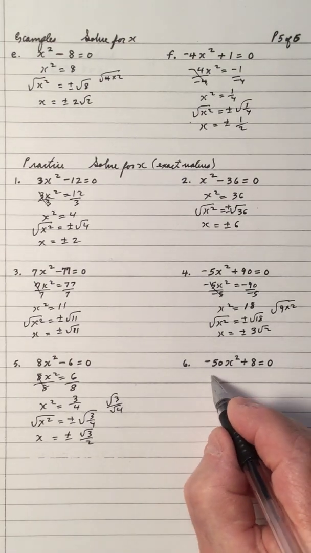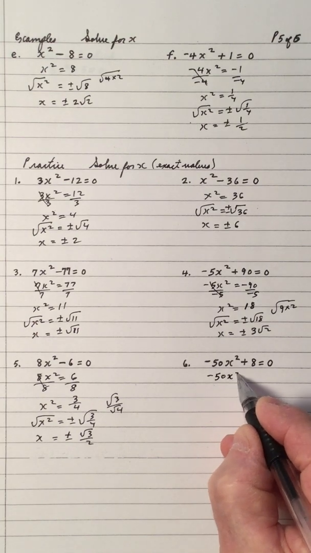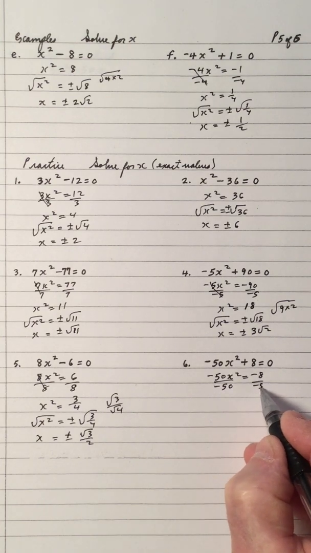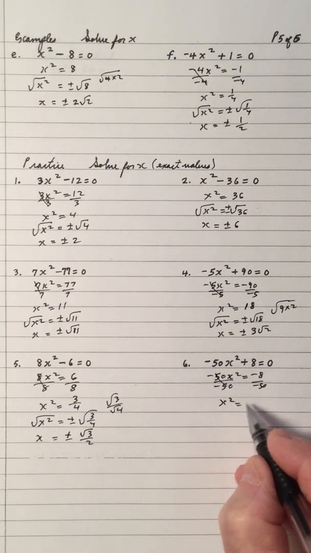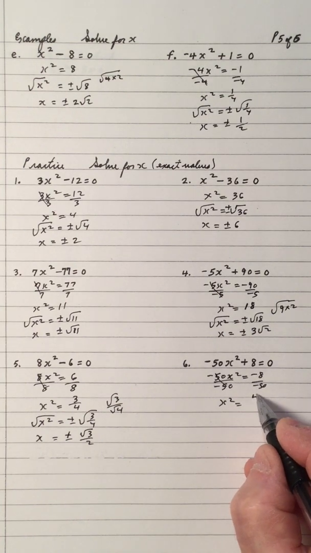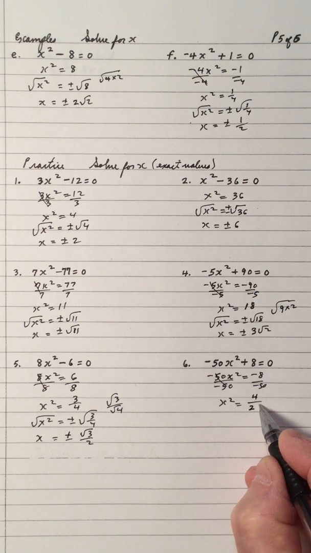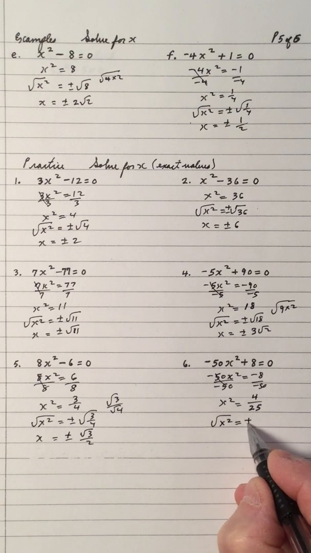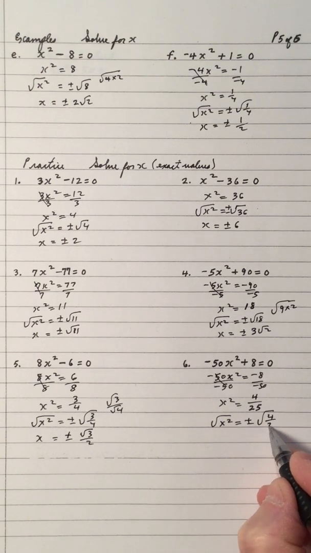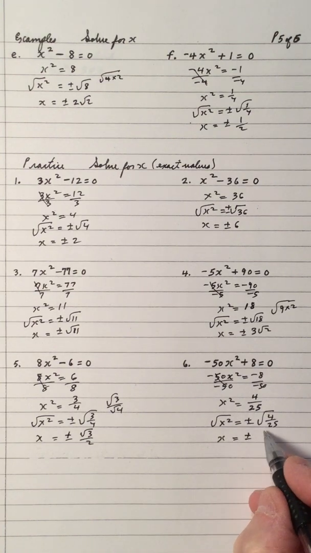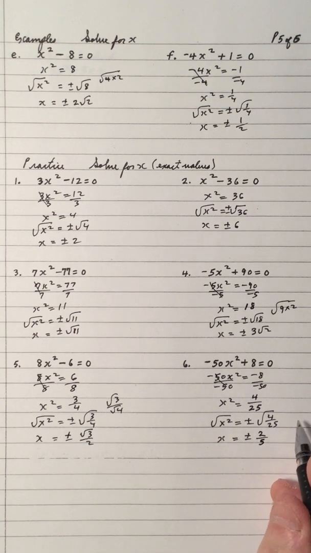And number 6, we've got negative 50x squared equals negative 8. Divide by negative 50, it cancels, I get x squared is equal to a positive. Notice 2 will go into 8 4 times, 2 will go into 50 25 times. And the square root of x squared equals plus or minus the square root of 4 over 25. So the square root of x squared is x, plus or minus, square root of 4 is 2, square root of 25 is 5. 2 answers.